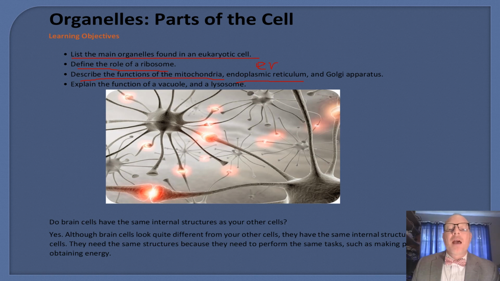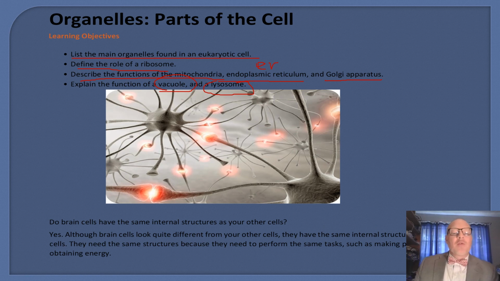And there are a couple of kinds. There's the rough endoplasmic reticulum and the smooth endoplasmic reticulum. Find out about those. And then the Golgi bodies, or the Golgi apparatus also. Also, you need to explain the function of a vacuole and a lysosome. So there's a bit to do in here.